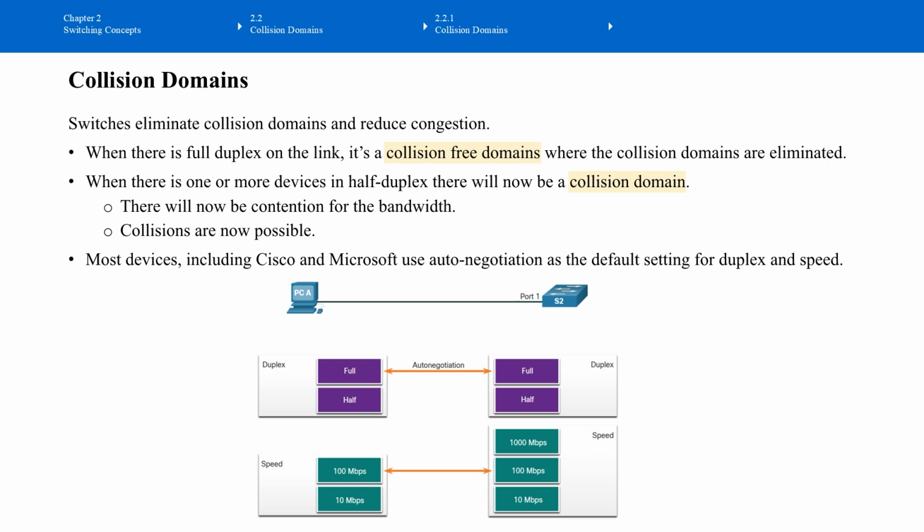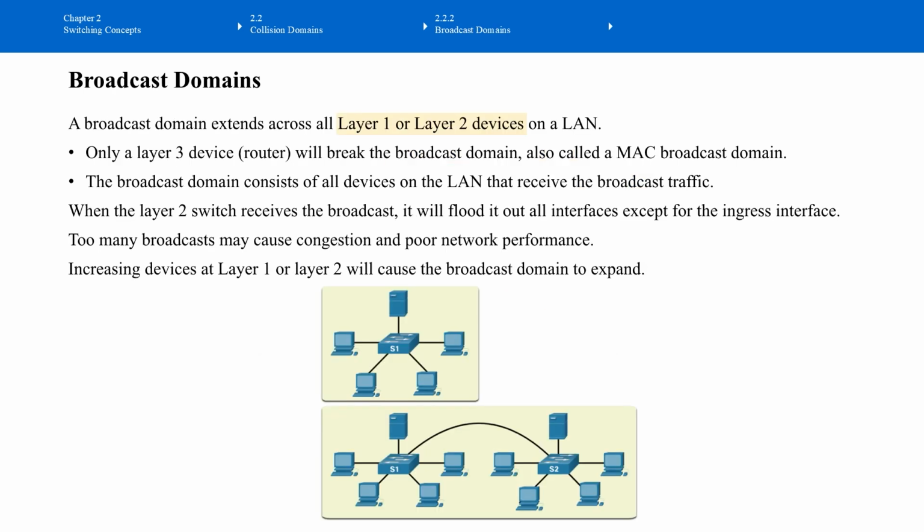Most devices, including Cisco and Microsoft, use auto negotiation as the default setting for duplex and speed. A broadcast domain extends across all layer 1 or layer 2 devices on a LAN. Only a layer 3 device, a router, will break the broadcast domain, also called a MAC broadcast domain. The broadcast domain consists of all devices on the LAN that receive the broadcast traffic.